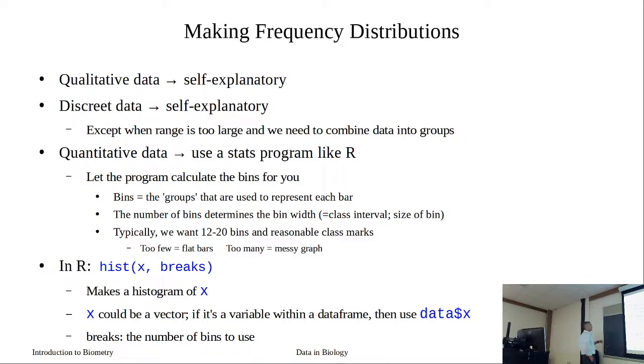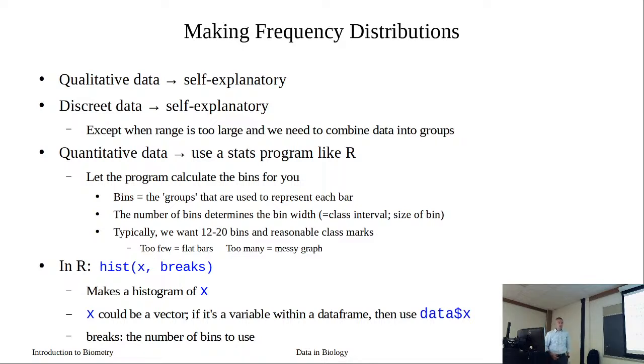If they're really large, let's say our clutch size could be 50, we probably need to combine the groups so that we don't have 50 rows in our table. But again, it just depends on the data. If we have quantitative data, then the recommendation is always to use the stats program. Try to avoid doing stuff by hand. The reason is that R will automatically look at your data and assign the groups, and it'll assign the groups as best it can to make the figure look pretty.